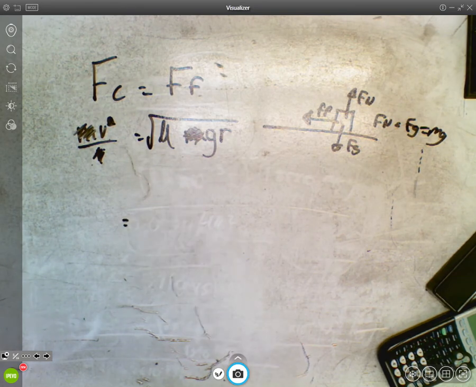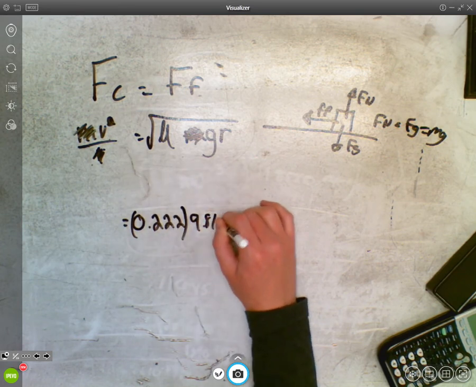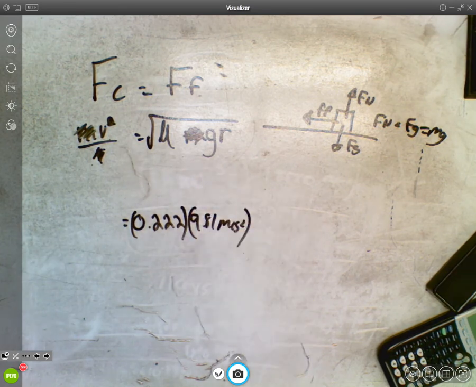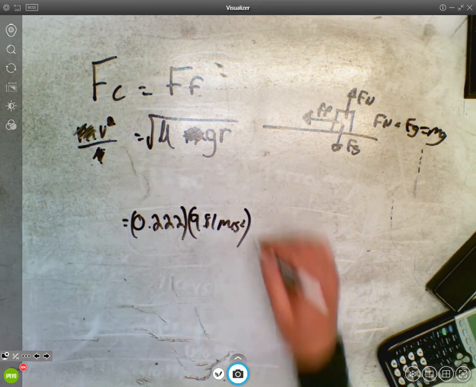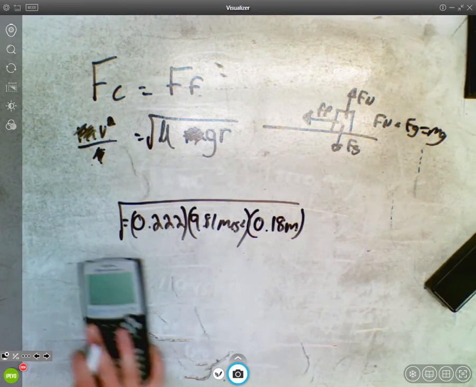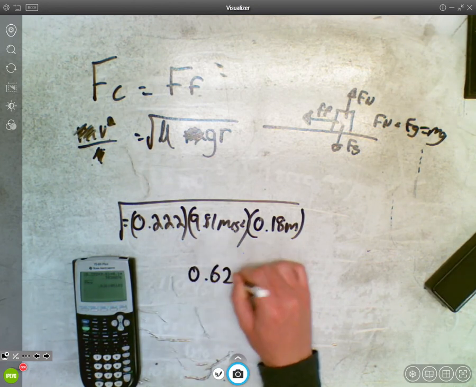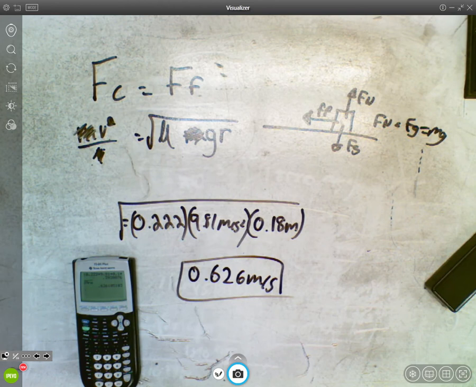So my coefficient of friction is 0.22. My g is 9.81 meters per second squared, and my radius is 18 centimeters, so 0.18 meters, and I have to square root that. So we're going to get 0.22 times 9.81 times 0.18, and we got to square root it, and we get 0.626 meters per second as our answer. So A is the correct answer.